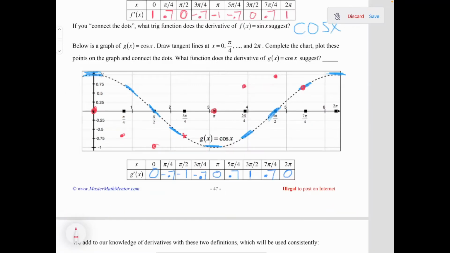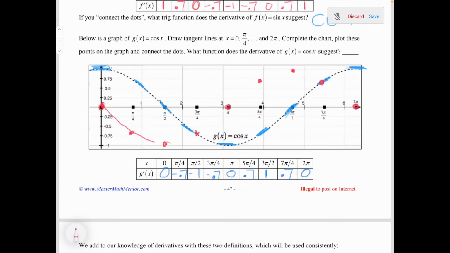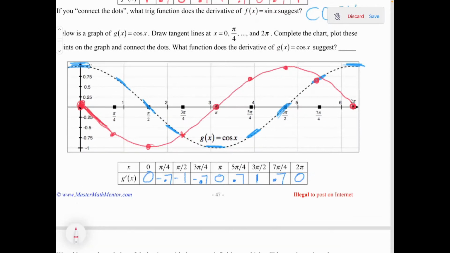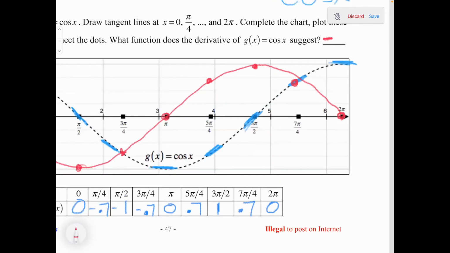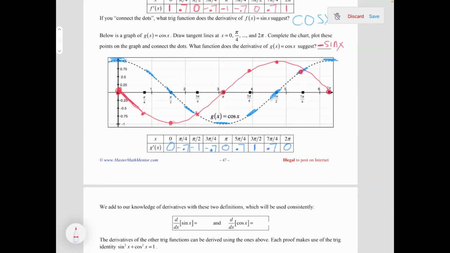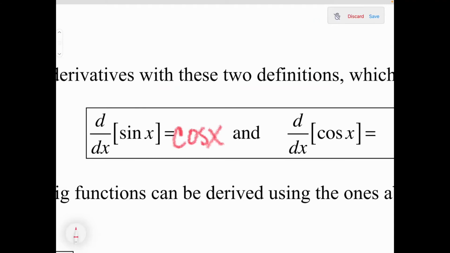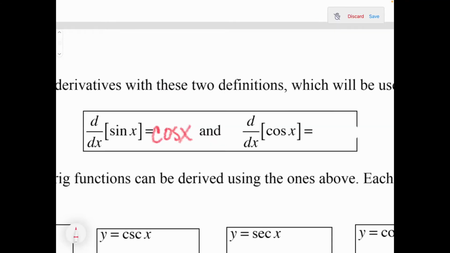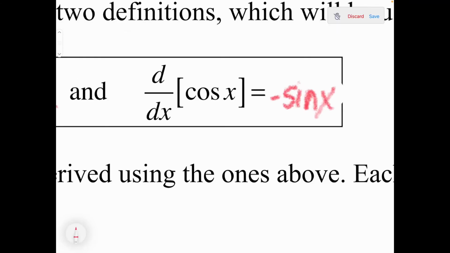If we were to connect those dots, we see that this also looks like a trig function. Since it starts at the origin, I would consider that sine. But since we are going down first in the negative direction from 0 to pi over 4, this would suggest that the derivative is negative sine x, the derivative of cosine. And that is, in fact, true. So we can add these to our toolbox. The derivative of sine x is cosine x, and the derivative of cosine x is negative sine x.